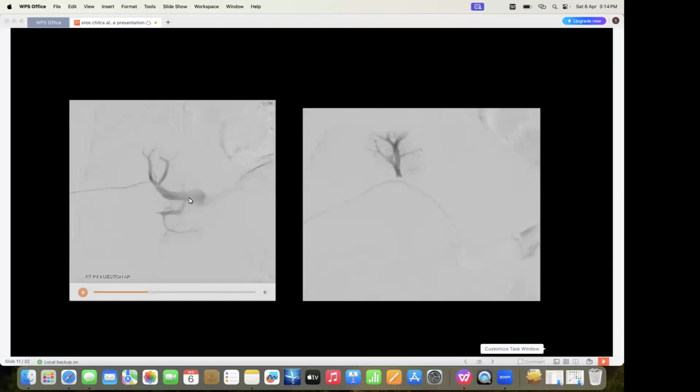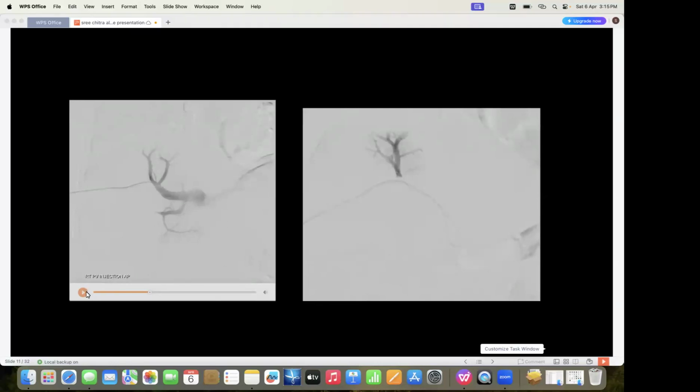Then subsequently the microwire was passed into the main portal vein, and after passing the microwire, we placed a 5 French sheath into the right anterior portal vein. Then we took a pigtail catheter. Since we didn't have a power injector at that time, we just took a pigtail run by hand.